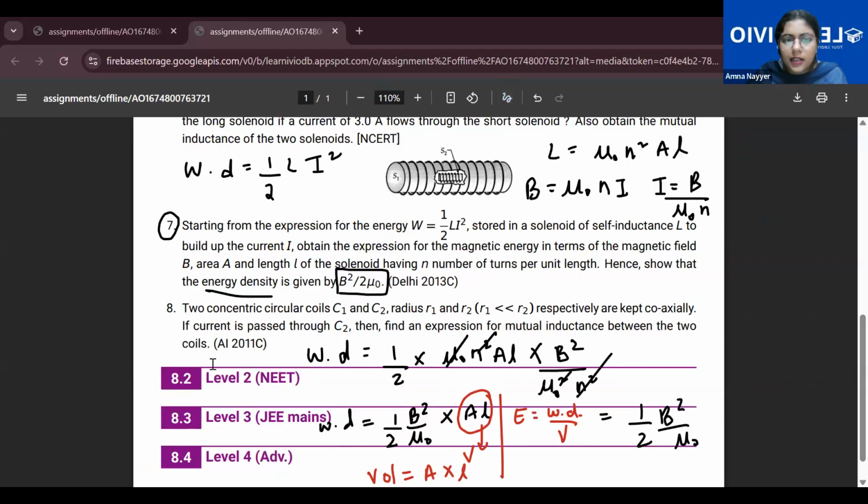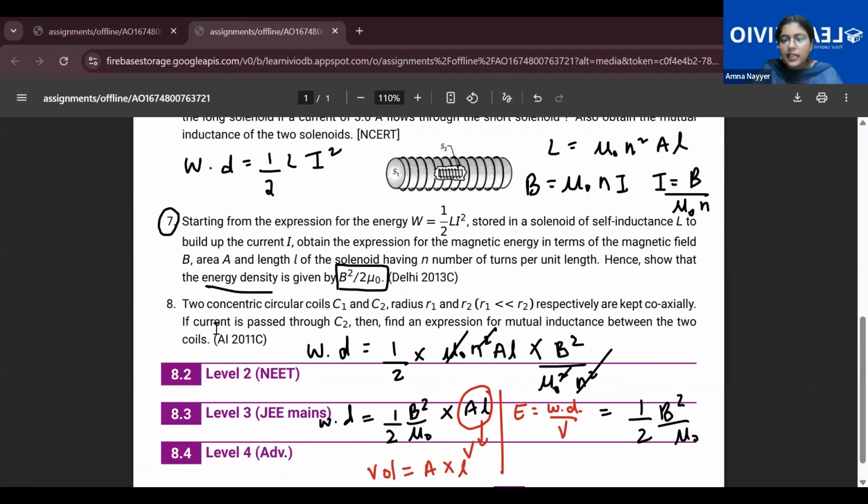This one also we did in the class in the form of derivation. We did it for the coaxial coils where we calculated the mutual induction. Write down this also and then we'll continue with the AC chapter which we were discussing. We started with it, we'll continue.